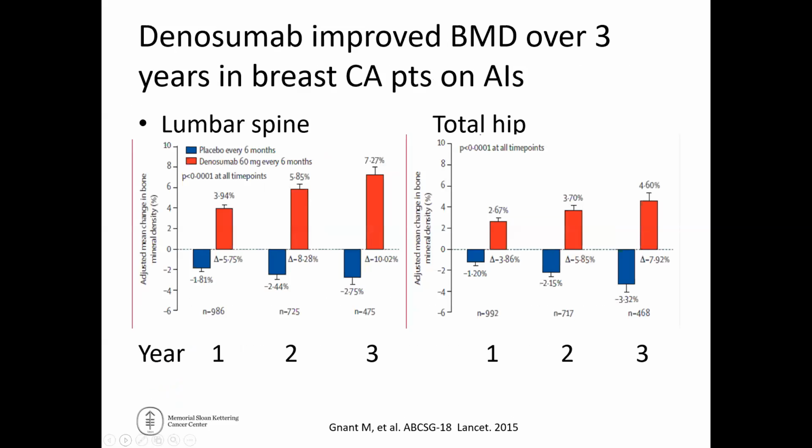What we found here was that with denosumab, which is a very potent anti-resorptive, probably the most potent anti-resorptive we have, they gained bone density over 3 years, both at the spine and the hip. So no shock here. We'll go to the next slide.